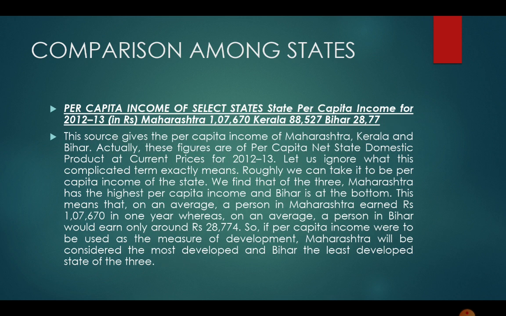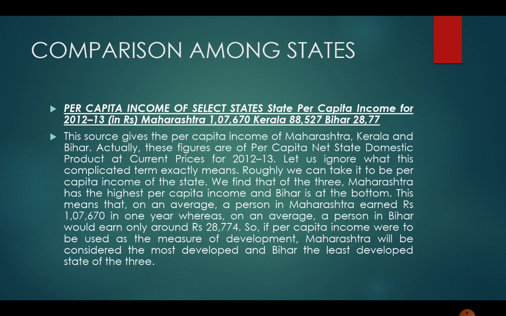Actually, these figures are of per capita net state domestic product at current prices for 2012 to 13. Let us ignore what this complicated term exactly means. Roughly, we can take it to be per capita income of the state. We find that of three, Maharashtra has highest per capita income and Bihar is at the bottom or least.